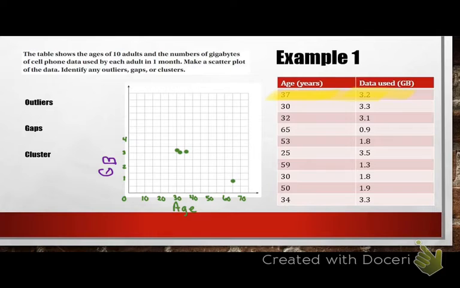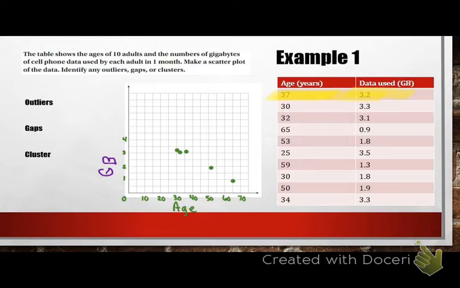All right, and then the 53-year-old. So I go over to 50, about halfway between 50 and 55, and I go up to 1.8, which is just under the 2, and I plot that point.